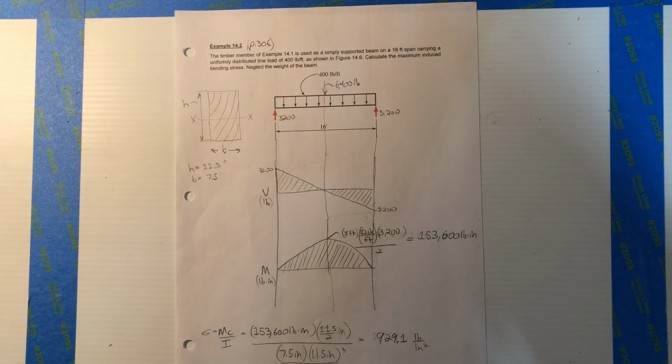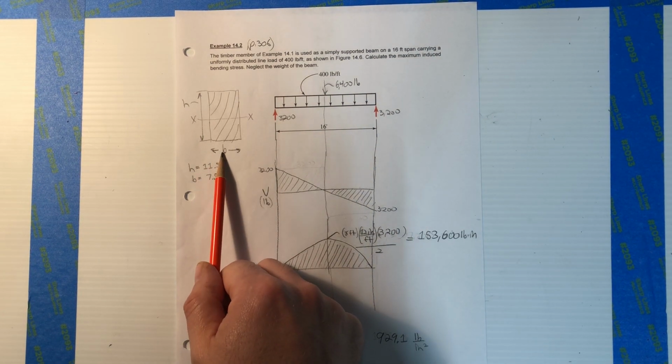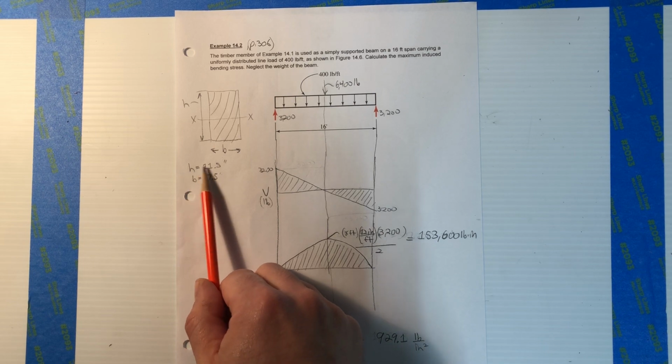Calculate the maximum induced bending stress, and that's that sigma is MC over I. Neglect the weight of the beam. The beam weight's important in this, and in all kinds of structural calculations, just not in this example, okay? So same beam as before. The actual dimensions of the base are 7.5 and the height 11.5.